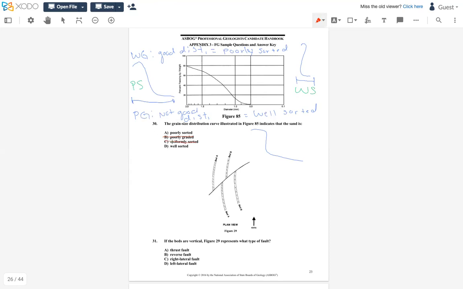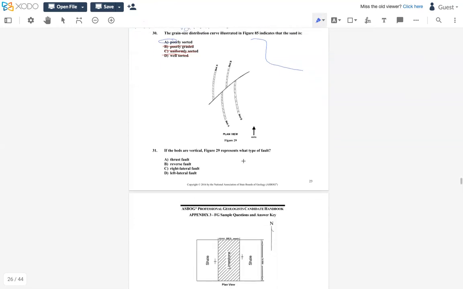So it looks like they gave us equivalent statements, but they seem worlds apart. But we're smarter than that, so we know that those are the same thing. So we are extremely confident: A, poorly sorted. All right, awesome. Let's go ahead and move on to 31.